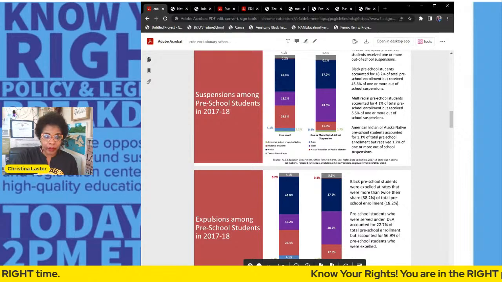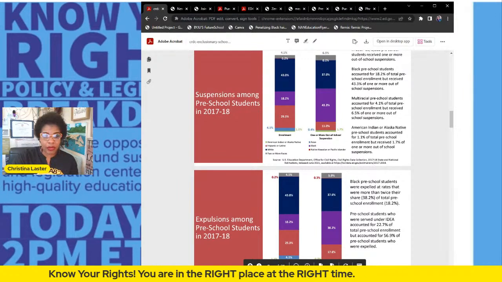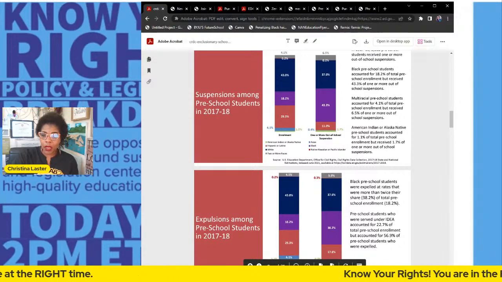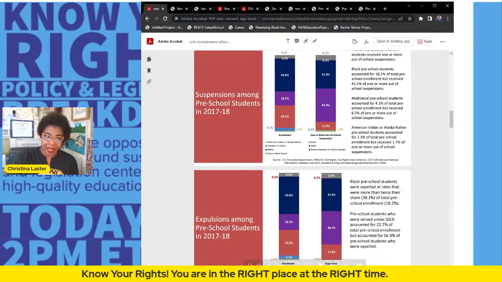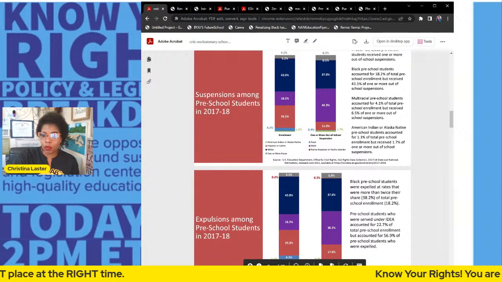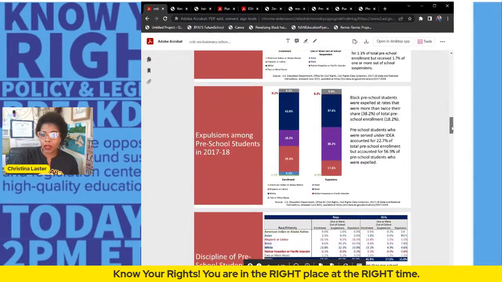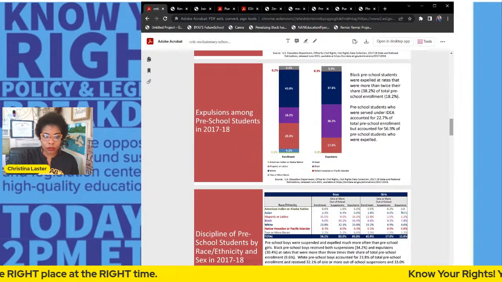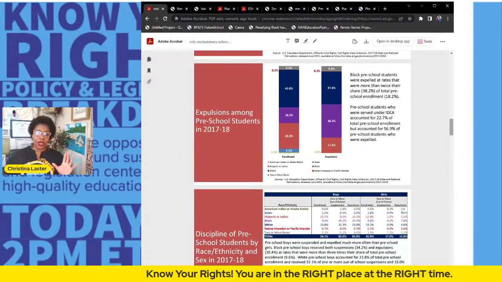Okay. Multiracial preschool students accounted for 4.1% of total preschool enrollment, but received 6.5% of 1 or more out of school suspensions. Okay. American Indian or Alaska Native preschool students accounted for 1.1% of total preschool enrollment, but received 1.7% of 1 or more out of school suspensions. We're talking about what's happening with the babies, right? Why are children, preschoolers, think about that age group, receiving out of school suspensions? Okay. The deficit definitely could not possibly be in them.